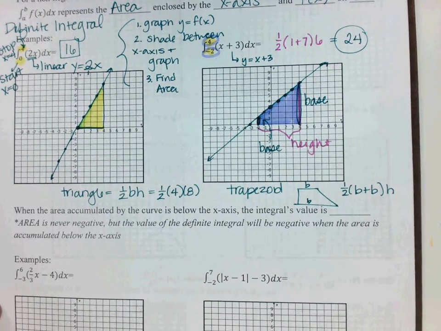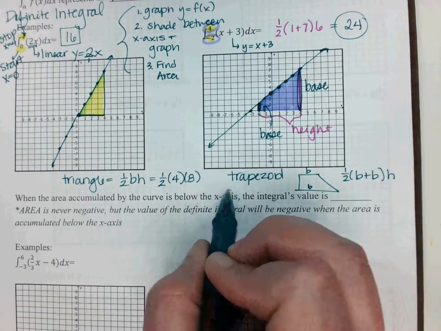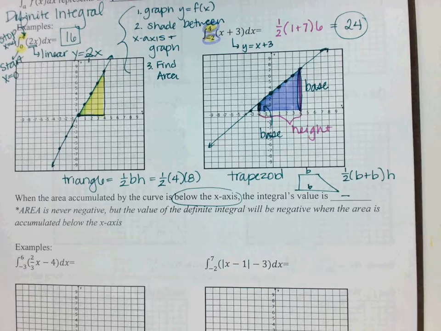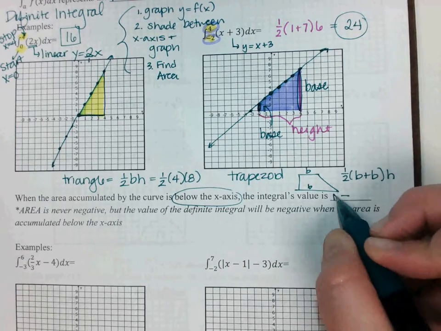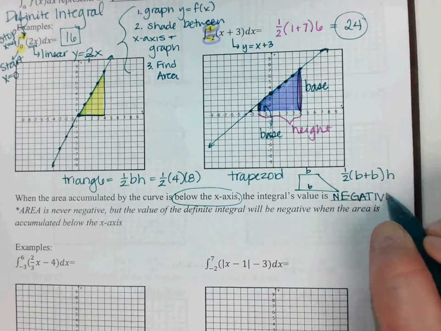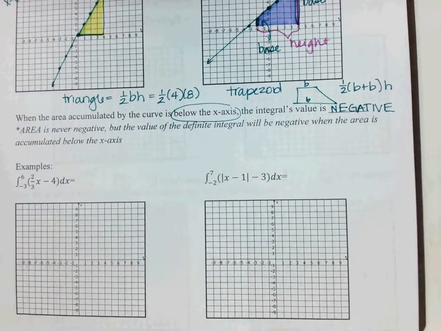Okay. So both of those areas were above the x-axis. When you have an area that is below the x-axis, you are going to count the area as negative. Okay, now, technically is the area negative? No, but the integral is negative. Okay, so if I'm doing the next example, let's do it.